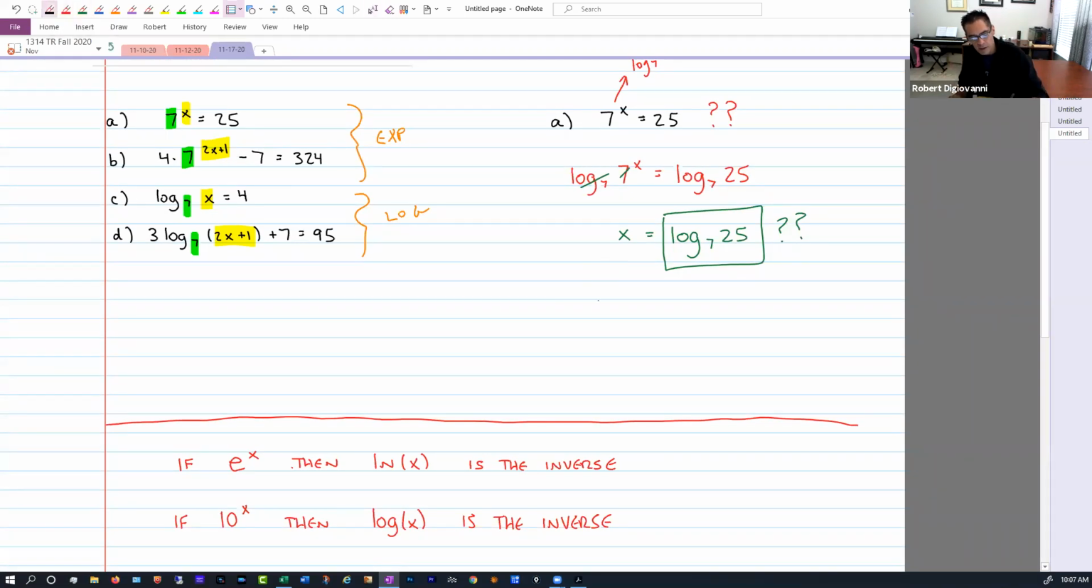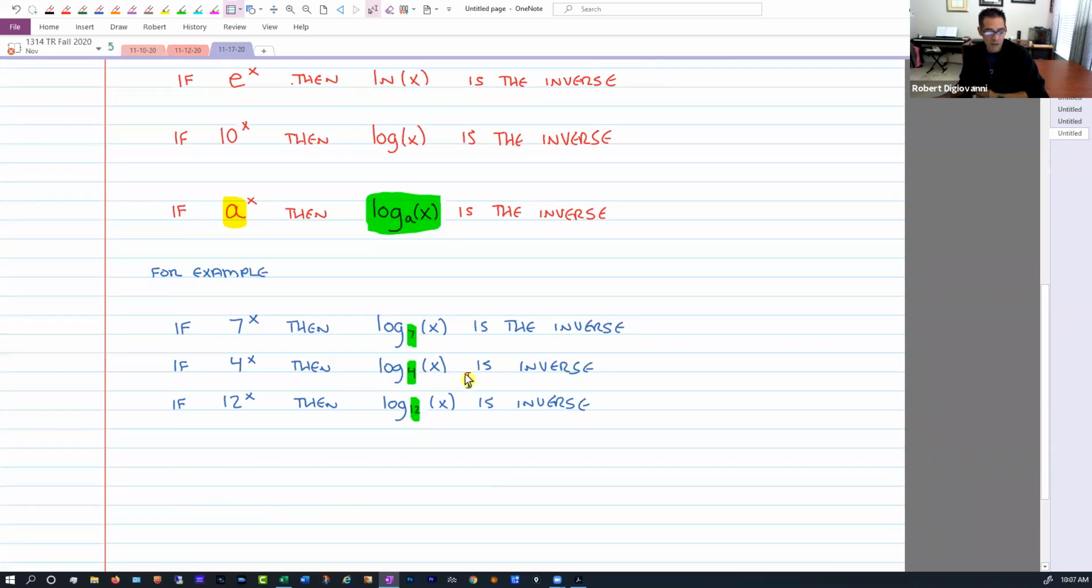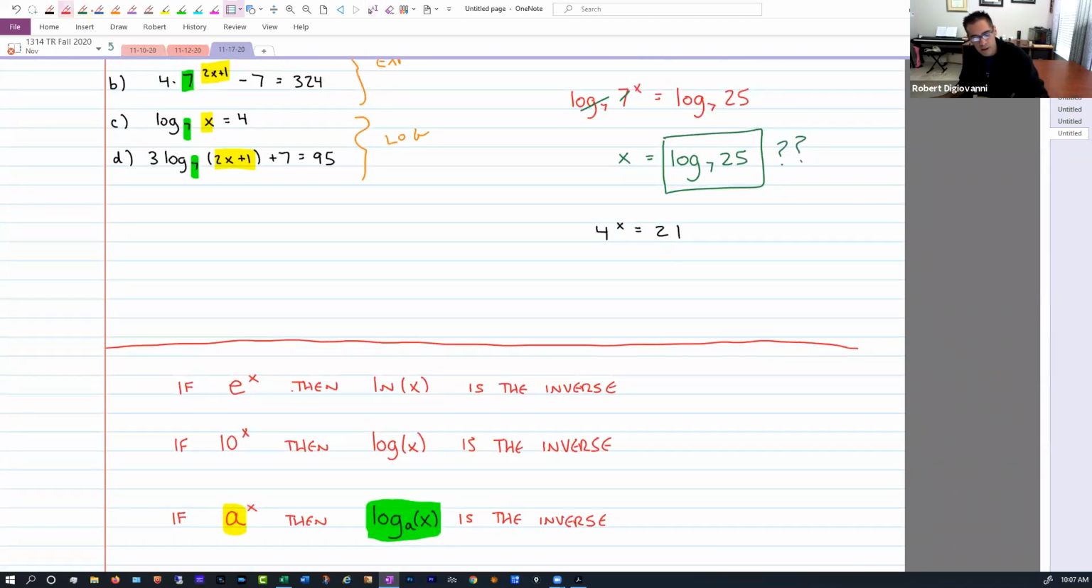Let me just give you this one. What if we have 4 to the x equals 21? Well, the base is 4, so the inverse of that should be log base 4. So what I would do is I would take log base 4 of 4 to the x on the left and log base 4 of 21 on the right. They kill each other off on the left. I get x is equal to log base 4 of 21, but I have no idea how to do that because I don't have that log base 4 key on my calculator. So again, we're stuck.